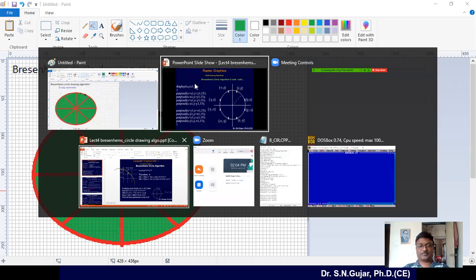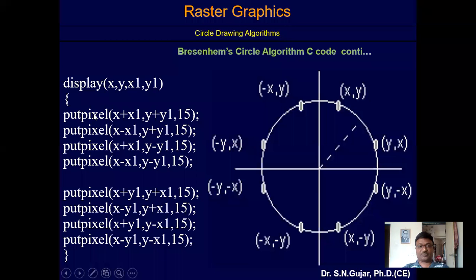See here also the 8 put pixel: first 4 parts, and put pixel again with the other 4 parts. But how? This is x plus x1, where x is the center of the circle and x1 is the value I considered as 0. Y is again the center of the circle's y value, and y1 is r. Now, x plus x1, y plus y1, 15. These are the 3 parameters you have to pass in put pixel. And then you have to make the signs plus plus, minus plus, plus minus, minus minus.